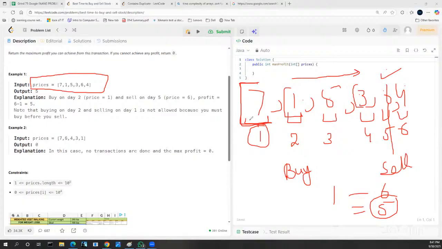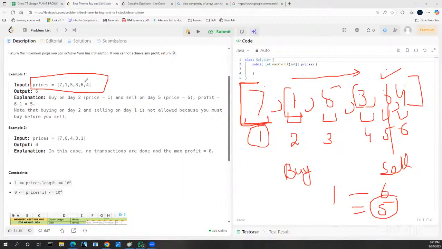Because 7 is not the best time to buy. If I wait for one more day, I can get it for less. And we can only find that out because we have been given the data. We already have a data set. So if I compare 7 with 1, 1 is naturally a better day to buy. Unless you have all zeros here, then this would be your best time to buy and best time to sell.